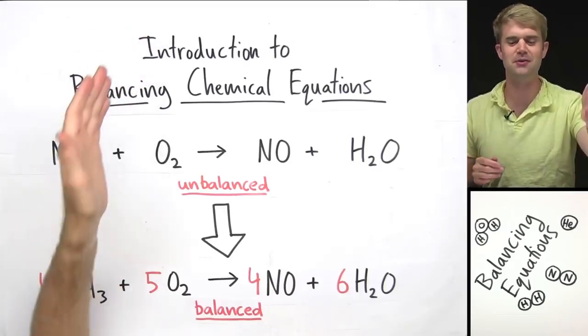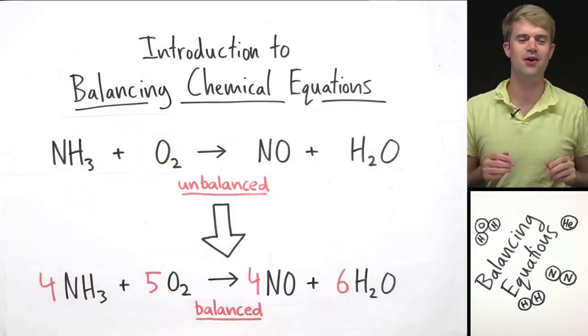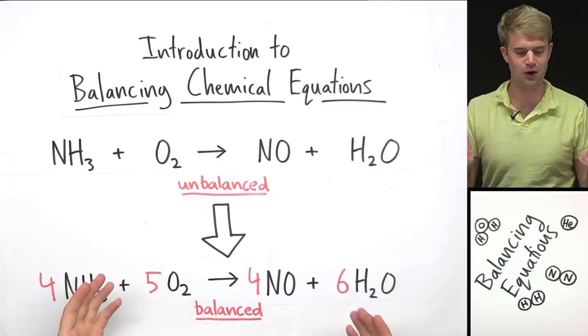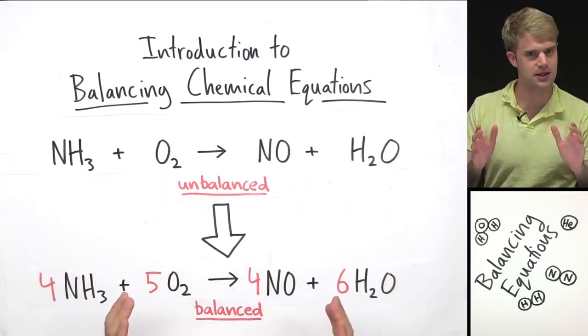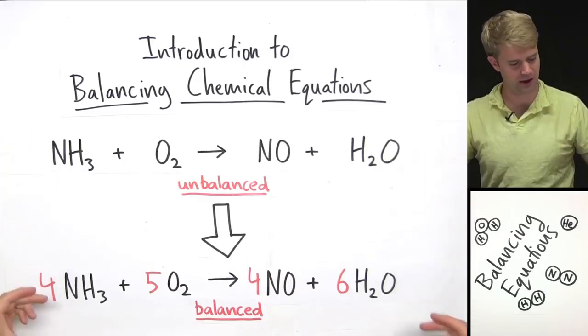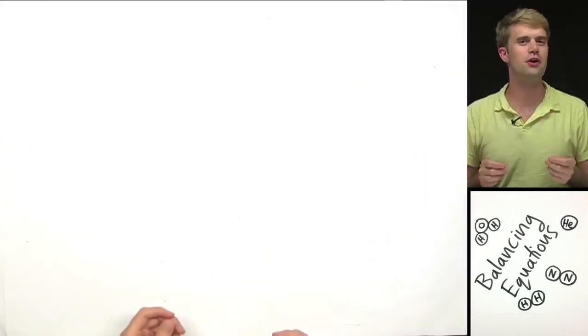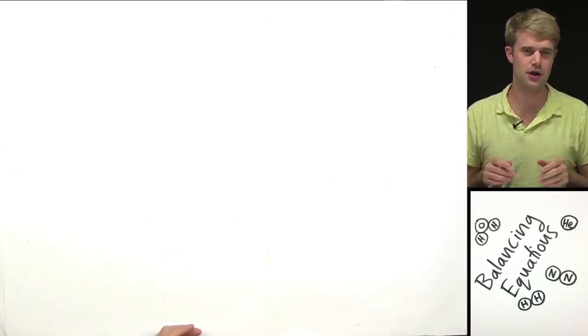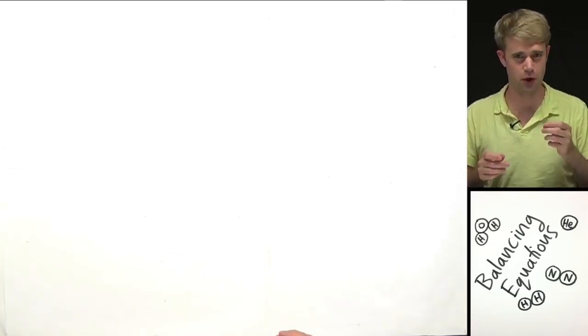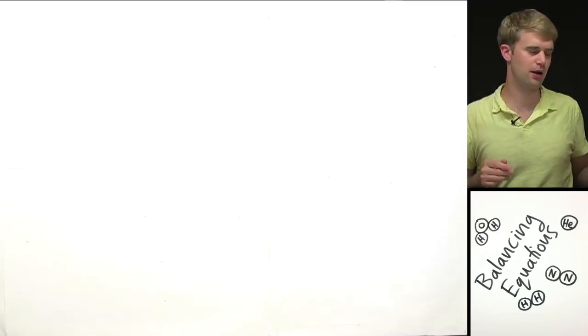This is an introduction to balancing chemical equations. We're going to talk about what it means for an equation to be unbalanced or balanced, and then we'll learn the process that you go through to balance a chemical equation. I want to start with a few examples that show the concepts behind balancing equations, so you can really understand what's going on when you work through these kinds of problems.